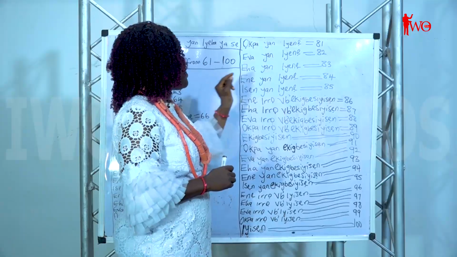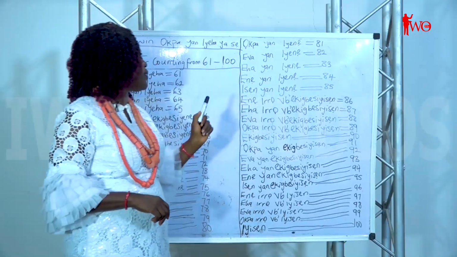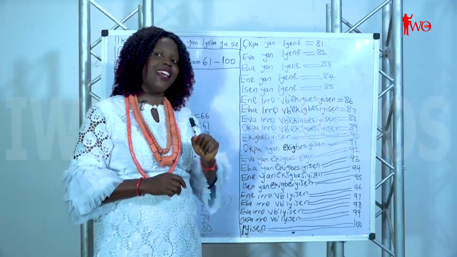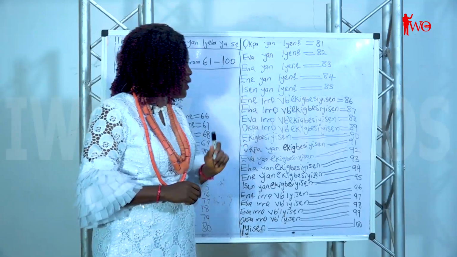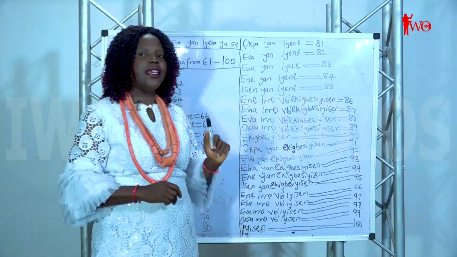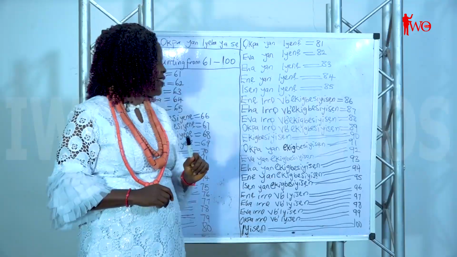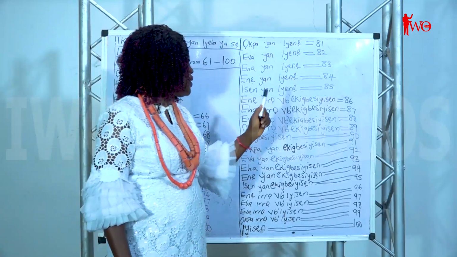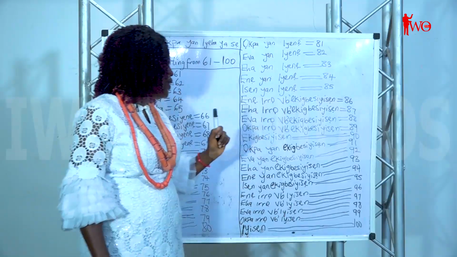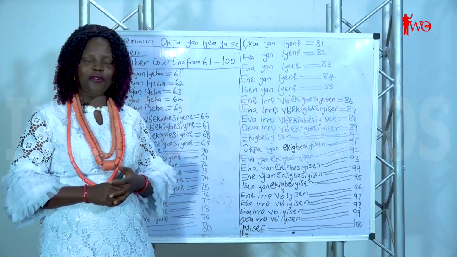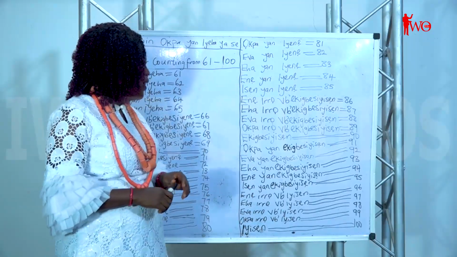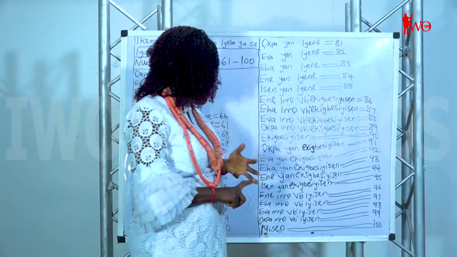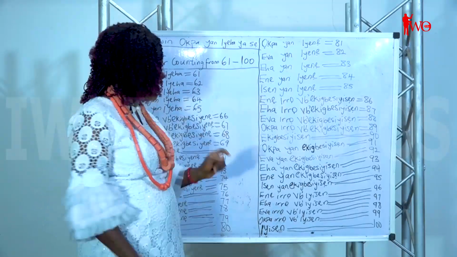Okpanya iyene 81, evanya iyene 82, ehanya iyene 83, enenya iyene 84, isenya iyene 85, eneiro kigbesi yisen 86, ehairo kigbesi yisen 87, evairo kigbesi yisen 88, okpairo kigbesi yisen 89, ekigbesi yisen 90, okpanya ekigbesi yisen 91, evanya ekigbesi yisen 92, ehanya ekigbesi yisen 93, enenya ekigbesi yisen 94, isenya ekigbesi yisen 95, eneiro yisen 96, ehairo yisen 97, evairo yisen 98, okpairo yisen 99, iyisen 100.